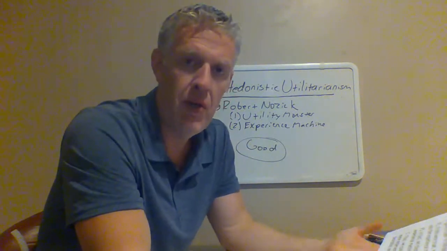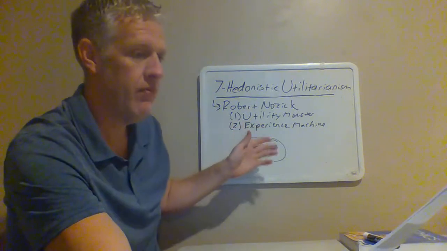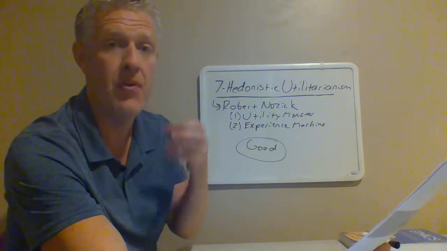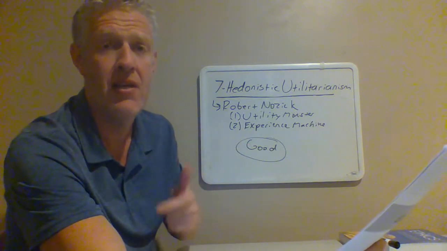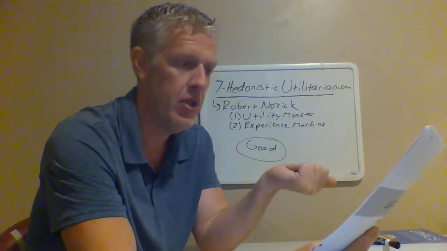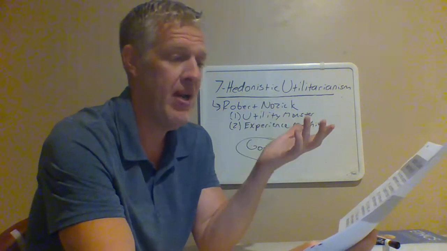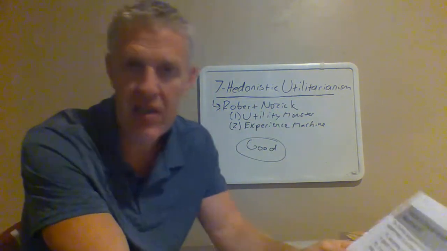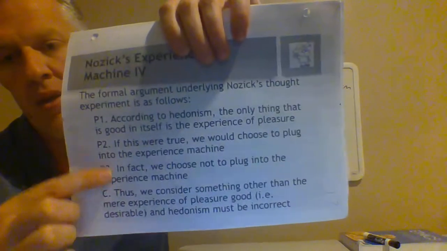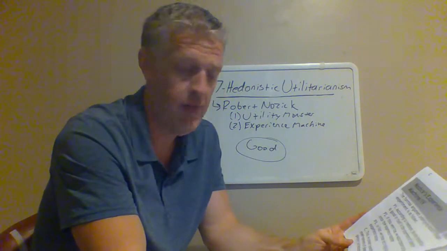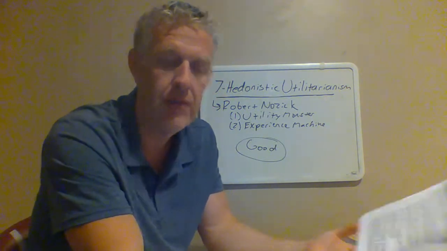So the formal argument underlying the thought experiment. According to hedonism, the only thing that is good in itself is the experience of pleasure. That's what the hedonist suggests. That's what Epicurus suggested, that's what Bentham suggested, and that's what Mill will suggest. Now, if this were true, premise 2, we would choose to plug into the experience machine, since it's maximizing the experience of pleasure. But in fact, premise 3, we choose not to plug into the experience machine. So if you take all three of those and they're all right, then the conclusion would follow. Thus, we consider something other than the mere experience of pleasure good or desirable, and hence hedonism must be incorrect.